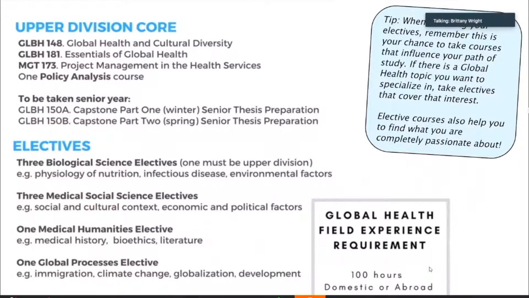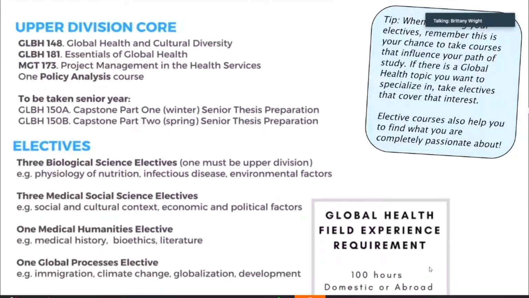And then for your elective requirements, you have 3 bio courses. 1 must be upper division. You'll have 3 medical social science electives, and these are all upper divisions. These are courses that look at social and cultural context and economic and political factors of health. And then you'll have a medical humanities elective, which is upper division as well. And this is looking at either medical history or bioethics or literature on health.